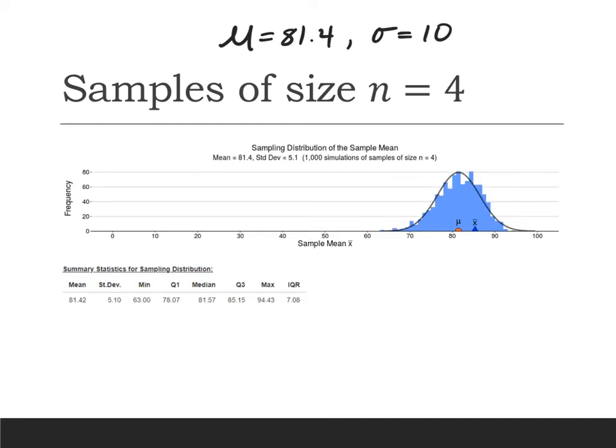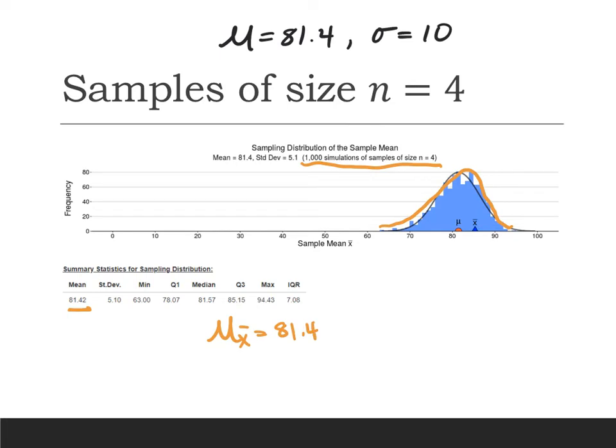Here's an example with a sample of size 4. So these are 1,000 samples of size 4. And again, the black curve represents the normal distribution. This one is still kind of skewed a bit, but not as much. Notice there's not anything below 60 or maybe even 65 where that very lowest number is. And again, our mean is spot on, slightly different, but very, very close. And we should have had a mean of 81.4.